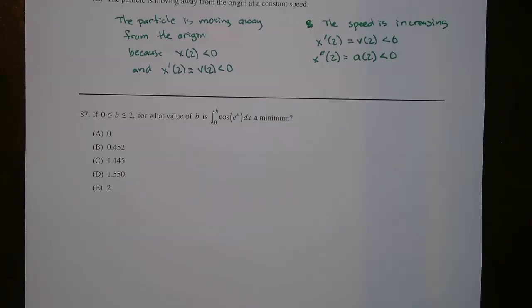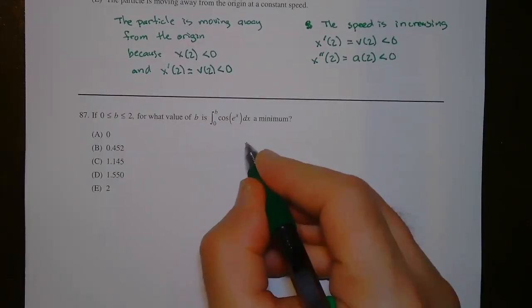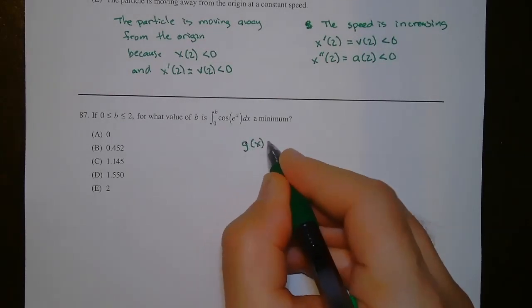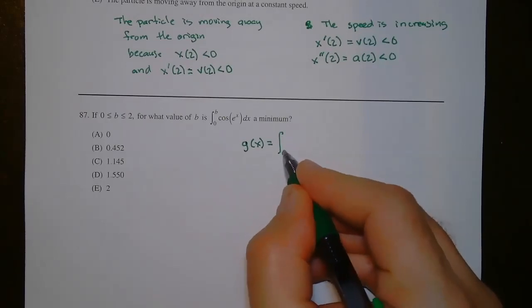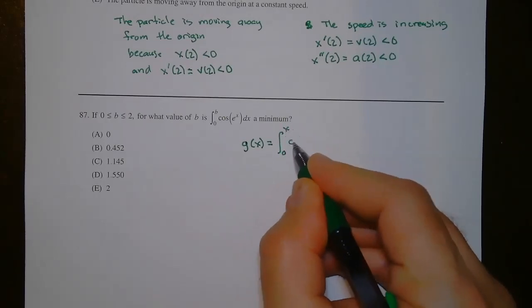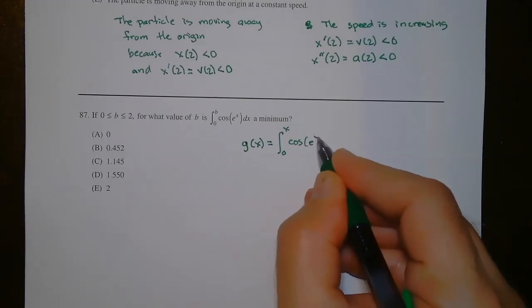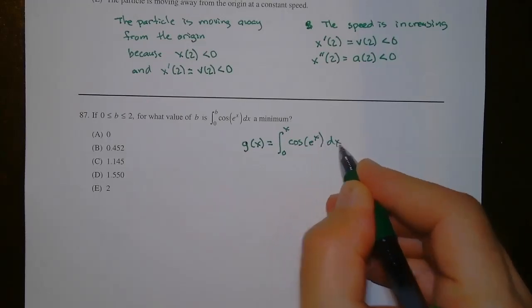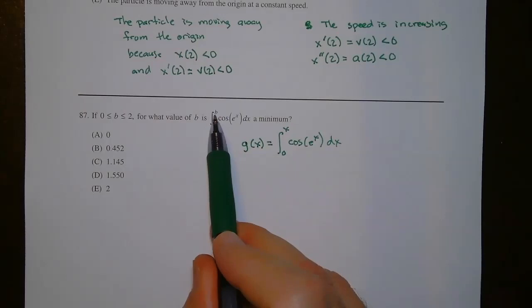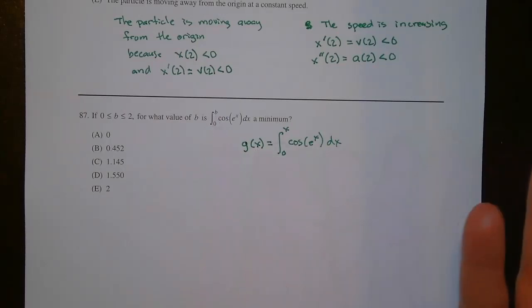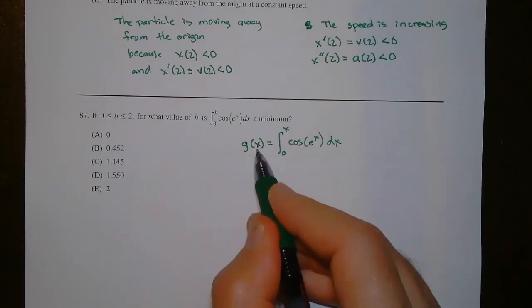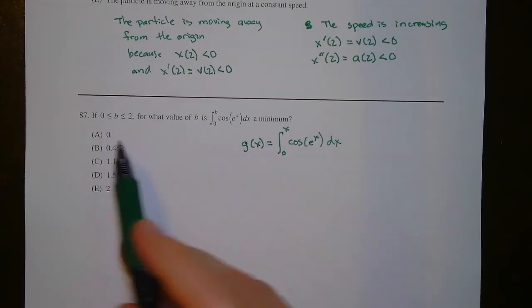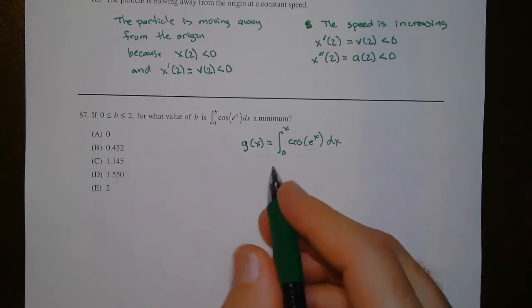Okay, the formal write-up on this is I want to do this. So I'm going to let g of x be this integral function from 0 to x of cosine of e to the x dx. So it's an integral function, right? And then we're going to find this b that causes this function to be a minimum, okay? All right, because g of b would be where the minimum happens, and it's between 0 and 2, okay?